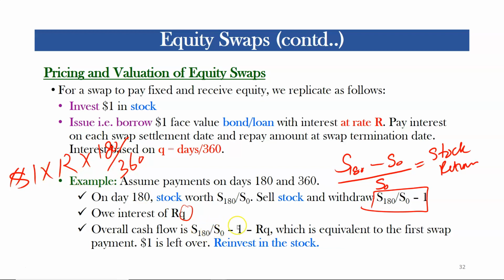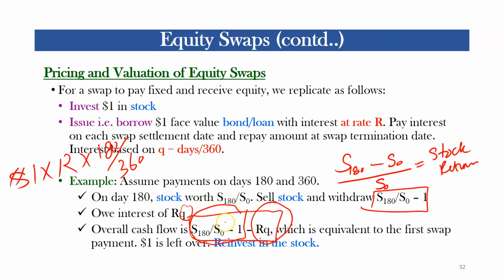The net return on the portfolio where we are long the stock and short the bond is given by the return we have from the stock minus the return we have to pay on the bond. This is represented here by this whole term. This is the return on the stock and this is the return on the loan or bond. The difference between these two is the net cash flow or the net payment on the portfolio. Equating this to a swap, it will give us the first swap payment on day 180.